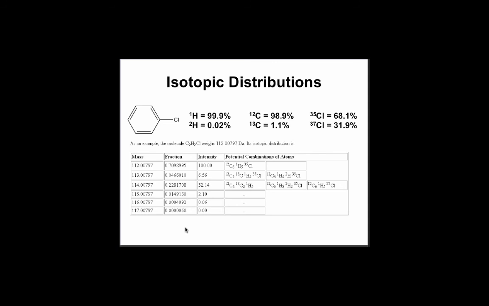So if you're unfortunate enough to have a molecule that has chlorine, which has two isotopes that are almost equally abundant, you can end up with a kind of confusing mass spectrum. But here's an example. It's chlorobenzene, and you can calculate its mass using just hydrogen, carbon, and chlorine 35. But because of the isotopic abundance, so there's 0.02% of deuterium, 1.1% of carbon 13, and about 32% of chlorine 37, you can end up with all these variants or fractions. And in this case, there are six different fractions with six different intensities made up of these different isotopic combinations.